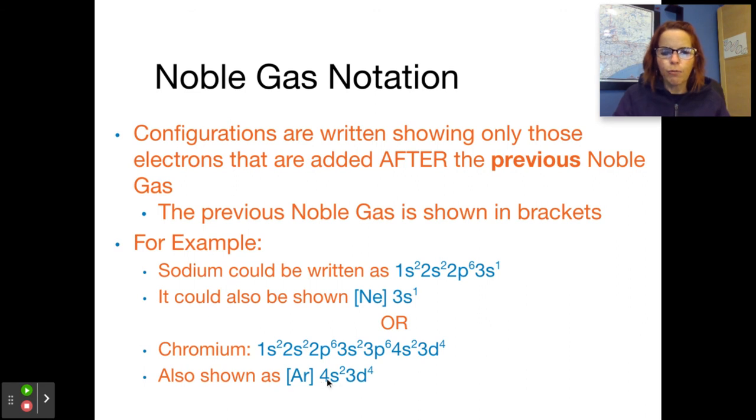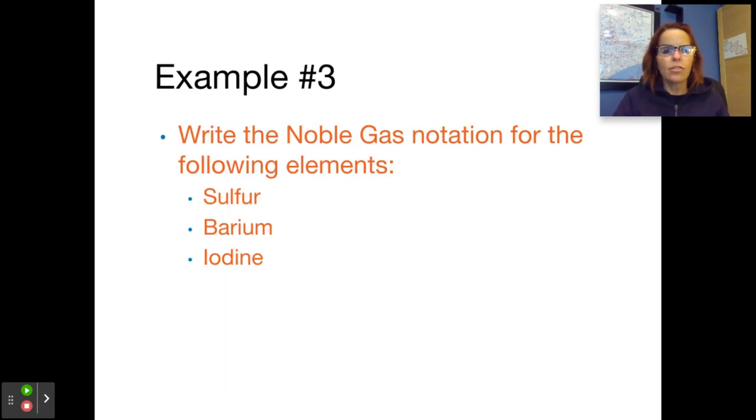After argon come the 4s2 electrons and the 3d4 electrons. So notice on chromium, 1s2, 2s2, 2p6, 3s2, and 3p6, that's argon. And then everything beyond that makes it chromium. All right, so let's try it.